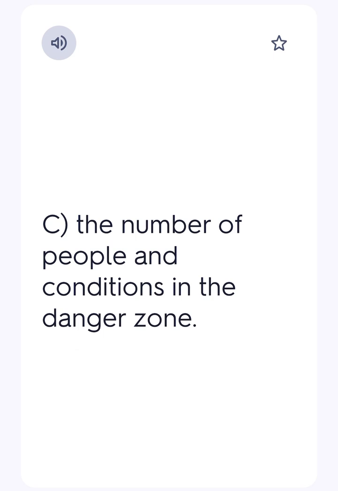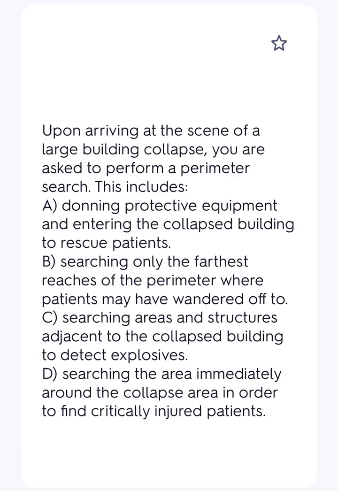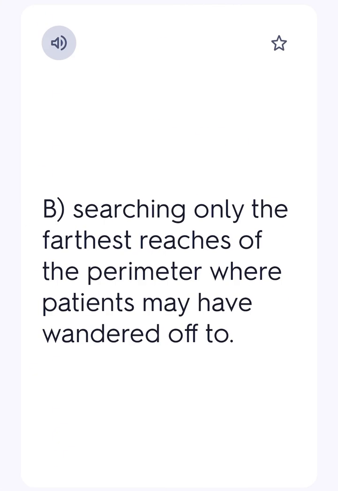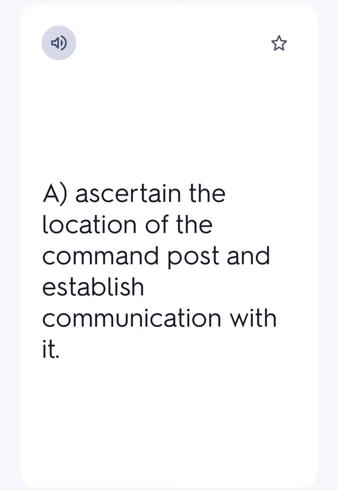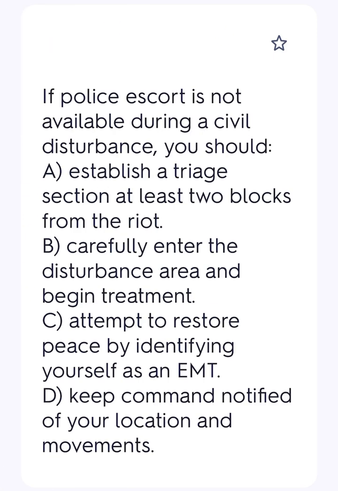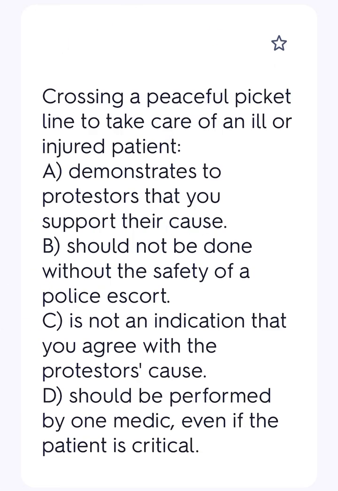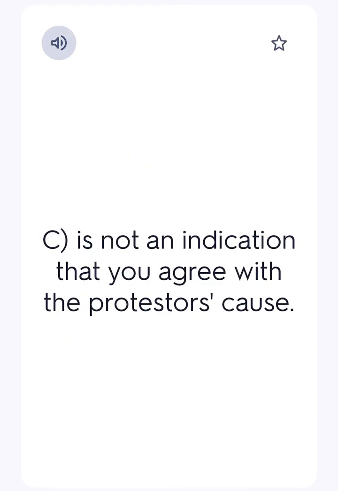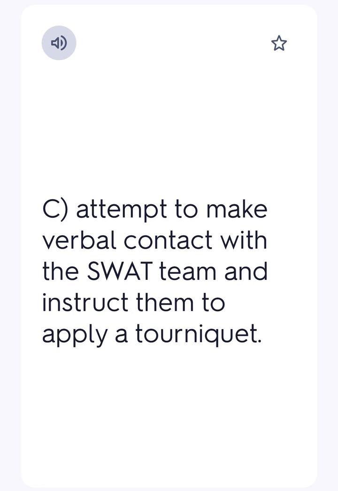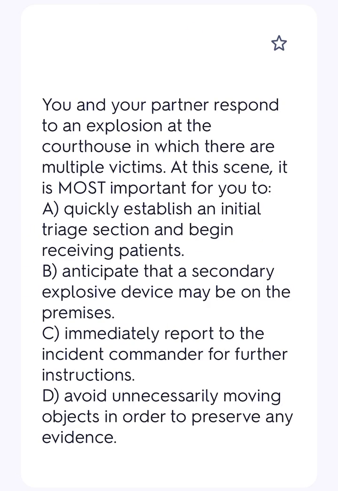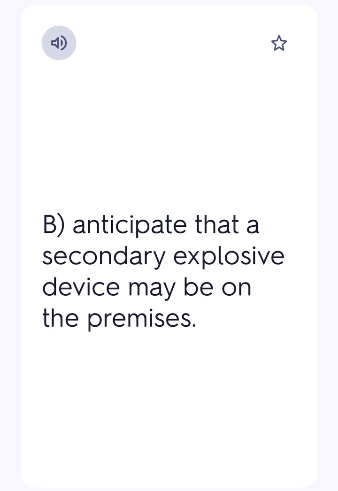See the number of people and conditions in the danger zone. B. Searching only the farthest reaches of the perimeter where patients may have wandered off to. A. Ascertain the location of the command post and establish communication with it. D. Keep command notified of your location and movements. C. Is not an indication that you agree with the protesters' cause. C. Attempt to make verbal contact with the SWAT team and instruct them to apply a tourniquet. B. Anticipate that a secondary explosive device may be on the premises.